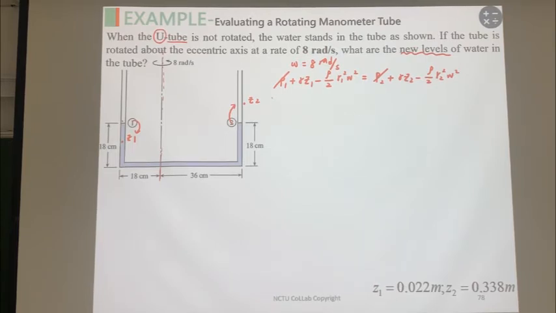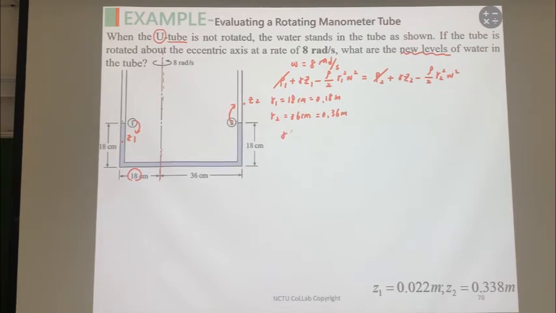Okay, and then we know the R1 in here. R is the length relative to the rotating axis, which is 18 centimeters, so we change to the meter unit. And R2 is 36 centimeters, so 0.36 meters. Okay, so we just take this and reorganize the equation.